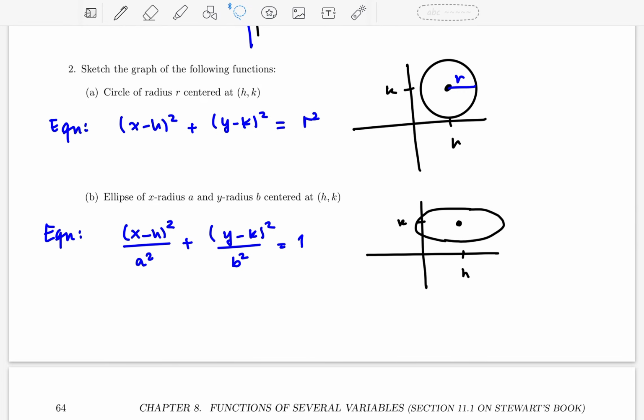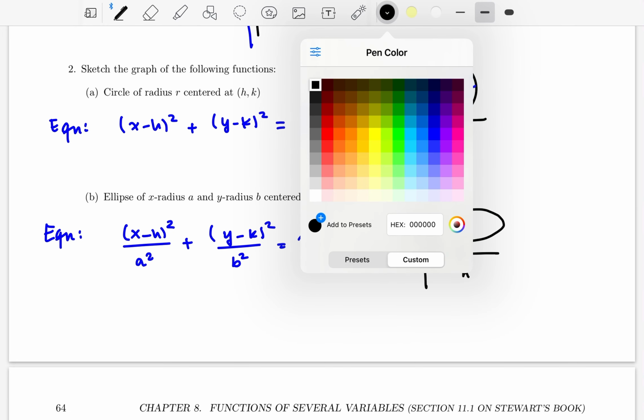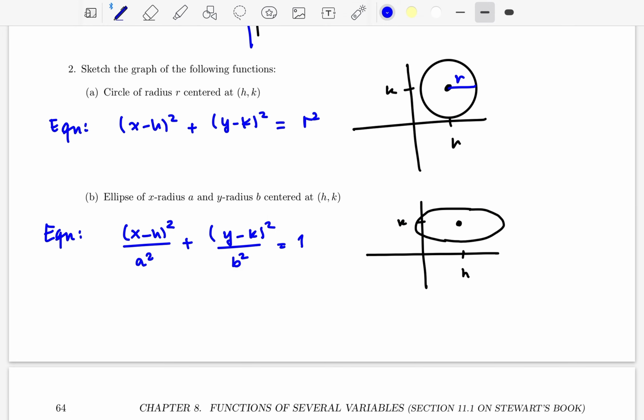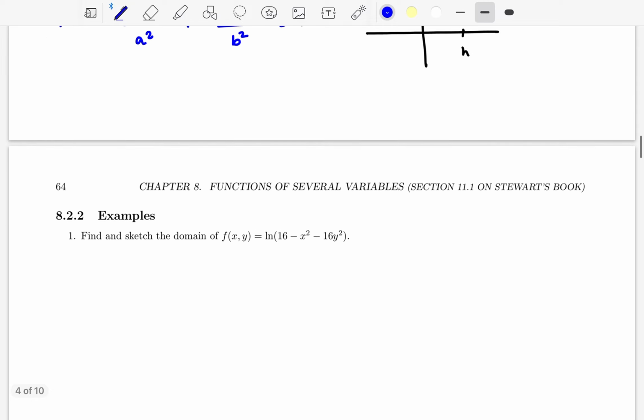All right, perfect. Then this is going to be A, and this is going to be B. Okay, perfect. And you'll see in a second why I'm reviewing these things. Okay, let's do an example.